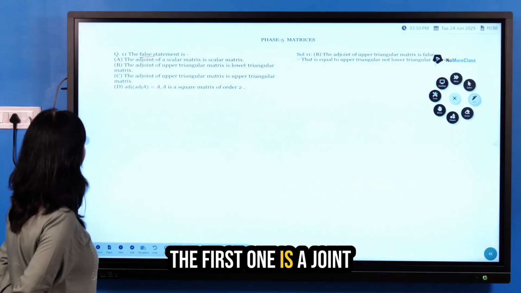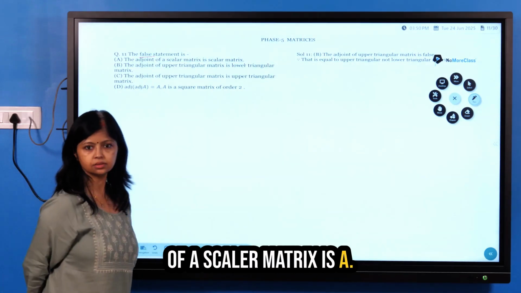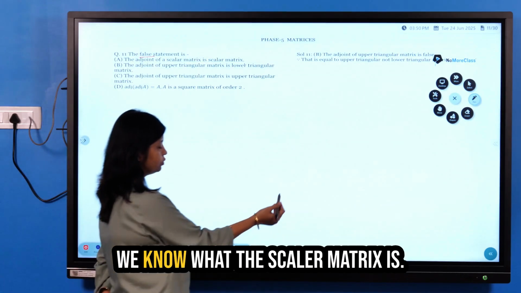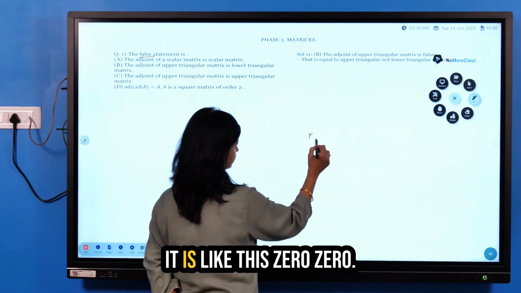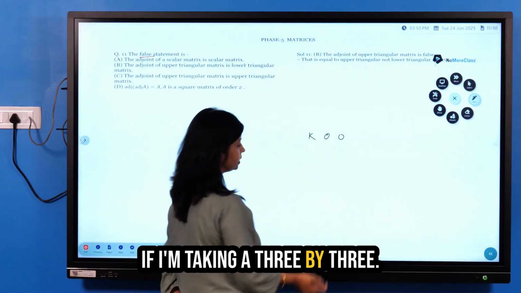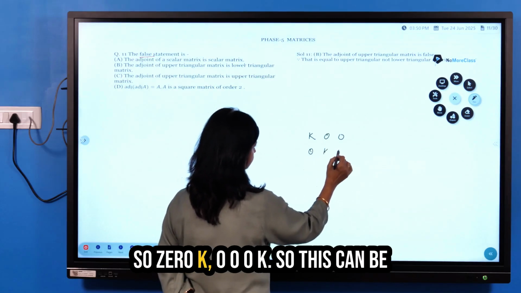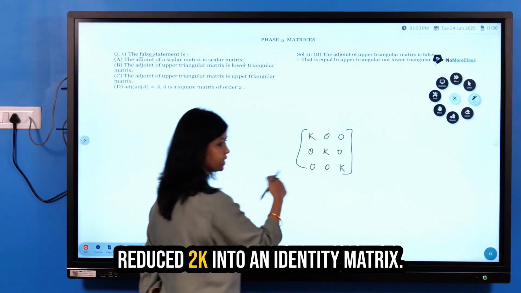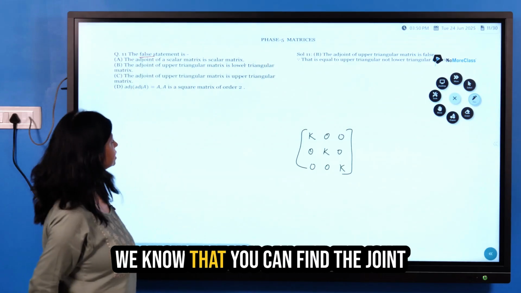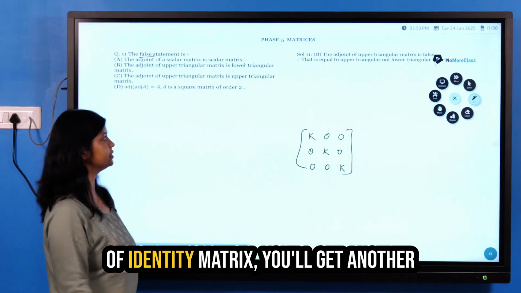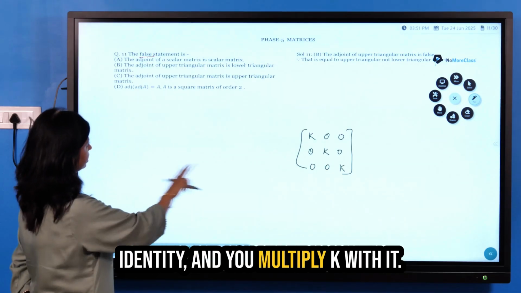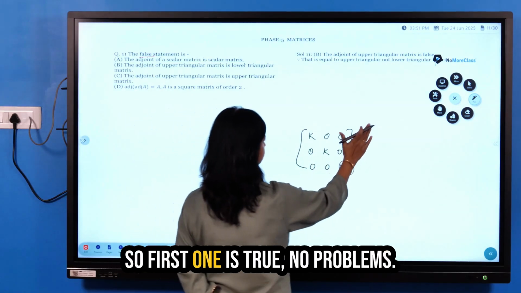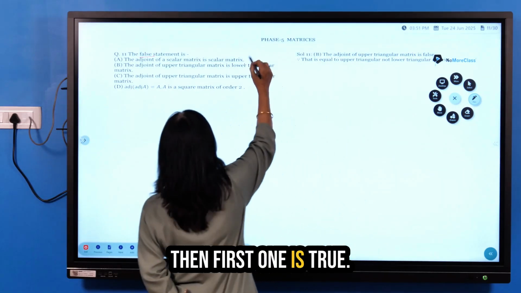The first one is: adjoint of a scalar matrix is a scalar matrix. Now, this one is pretty obvious. We know what the scalar matrix is. If I'm taking a 3 by 3, it is k, 0, 0 on the diagonal, with zeros elsewhere. So this can be reduced to k into an identity matrix. We know that you can find the adjoint of the identity matrix, you get another identity, and you multiply k with it. So you will get a scalar matrix. So the first one is true. No problems there.